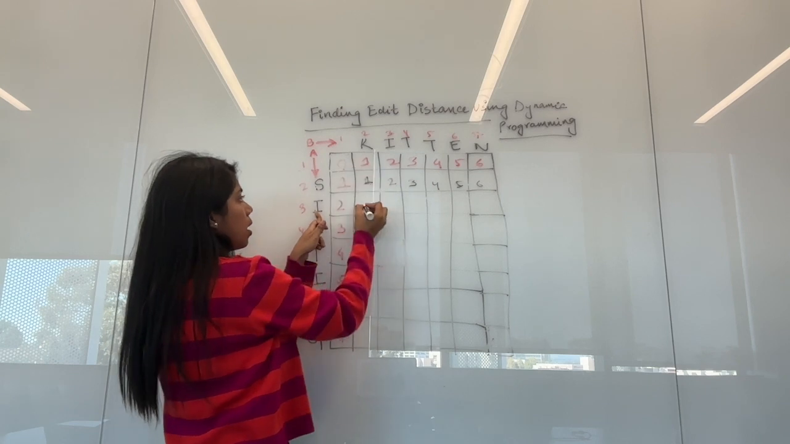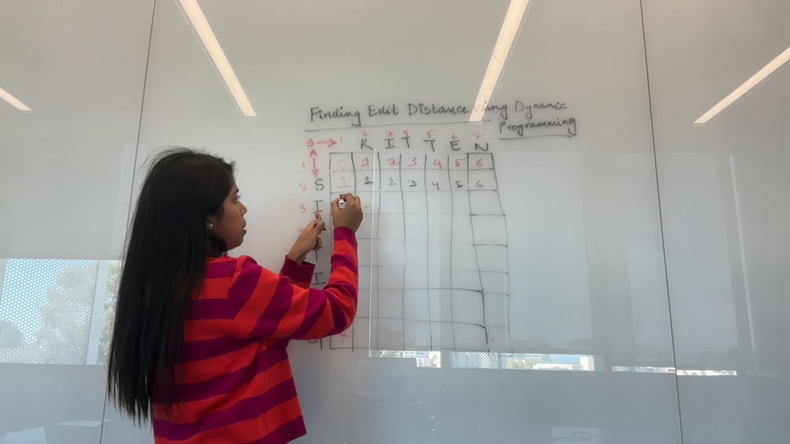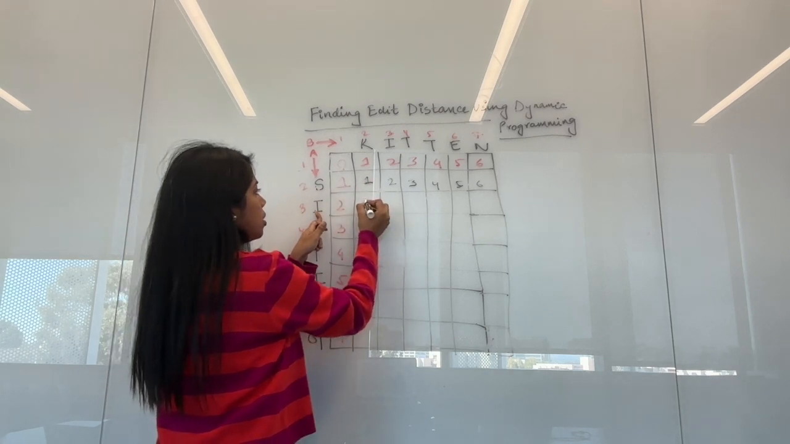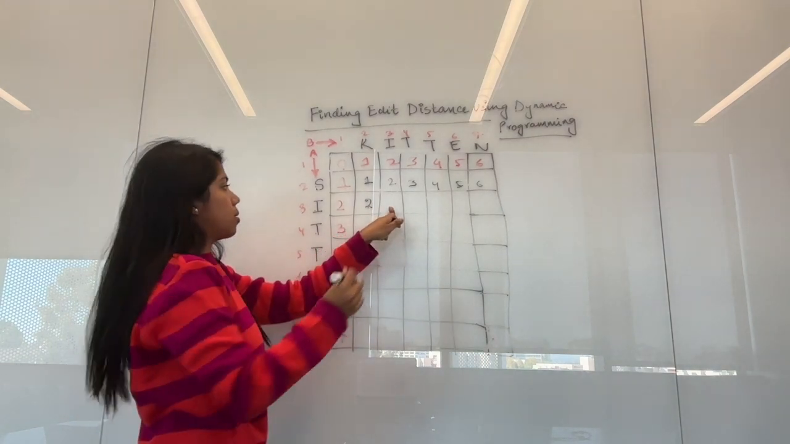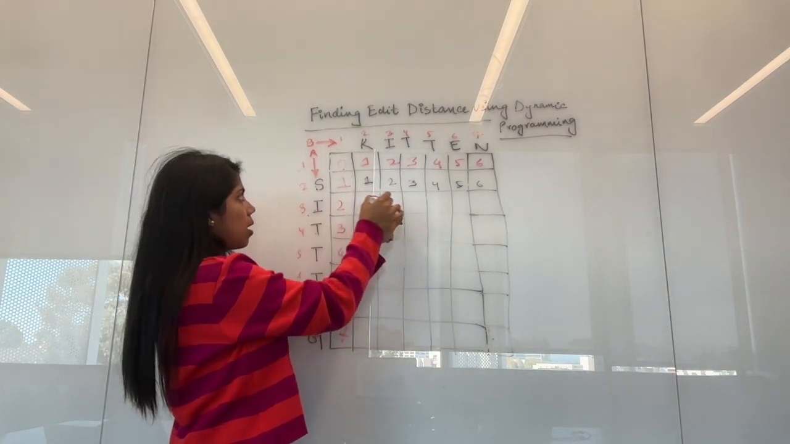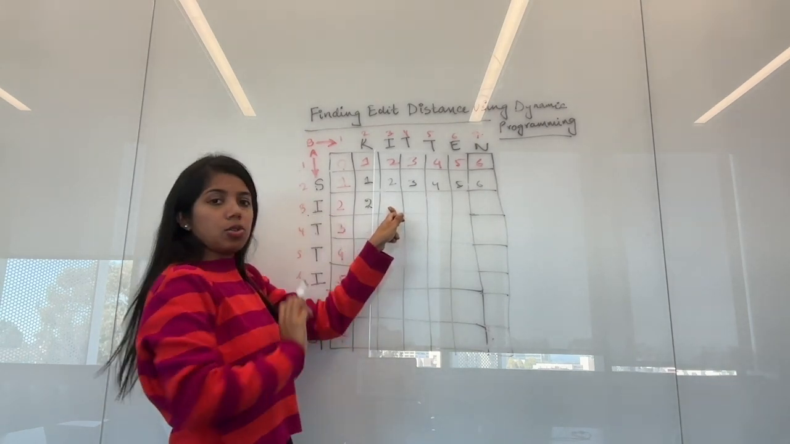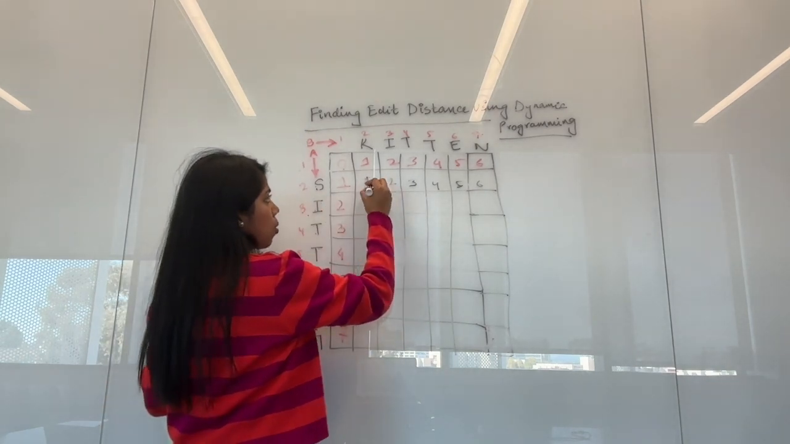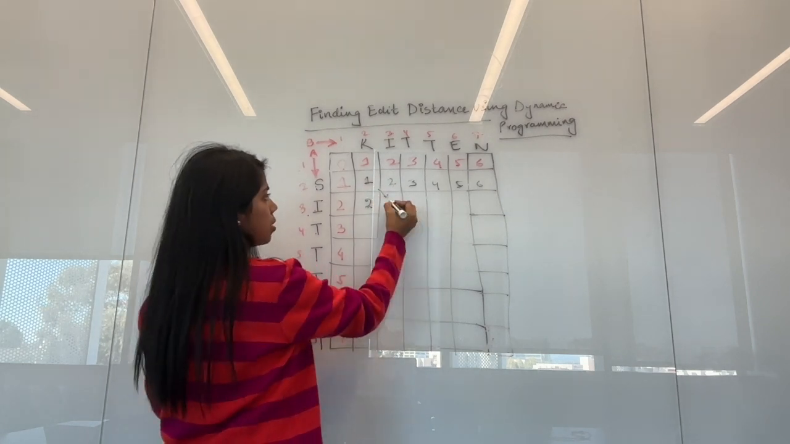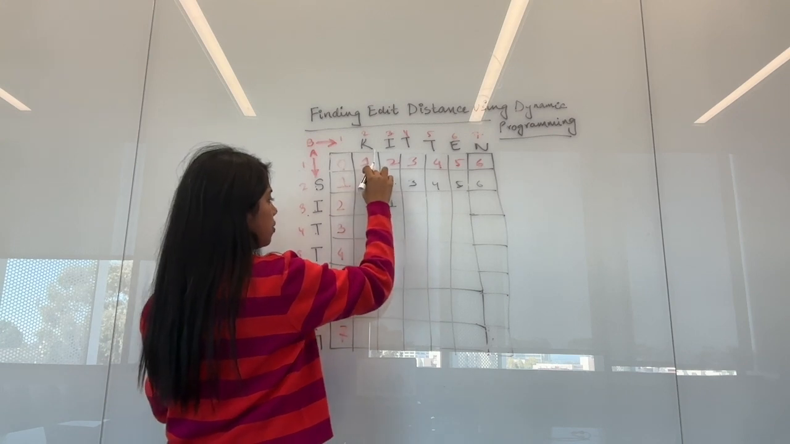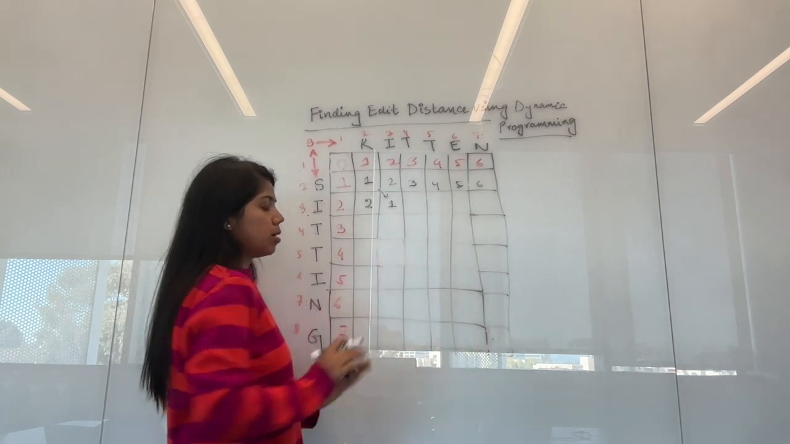Now let's try to find out this one. Here K and I, third row, second column, K and I do not match. So here also we will find the minimum value of 2, 1 and 1. This will be 2, because 1 is the minimum, plus 1 is 2. Now here we get a match condition. The third row character is I, the third column character is I, and I and I match. So in a match, we will simply copy the diagonal value, that is 1. We don't need to do anything over here. We will just copy the previous diagonal value. And that's how we need to fill up the entire matrix.